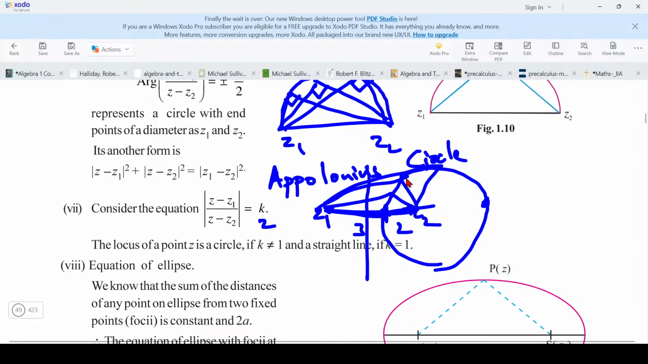So these are the endpoints of the diameter and this exactly is the circle. Okay. We can prove this. We'll prove this when we have a little bit more free time. Okay. So basically when there are 2 points, okay.